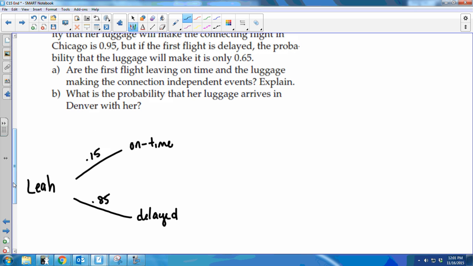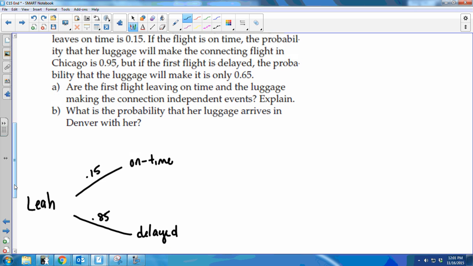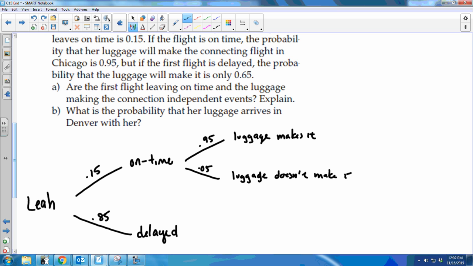Then it starts giving you these conditional things. So if the flight was on time, then the probability that her luggage will make the connecting flight in Chicago is 0.95. So luggage makes it. But that means if it's 95% of the time it makes it, then 5% of the time it doesn't make it. Does that make sense? Then it said if the first flight is delayed, the probability that the luggage will make it is only 65%.